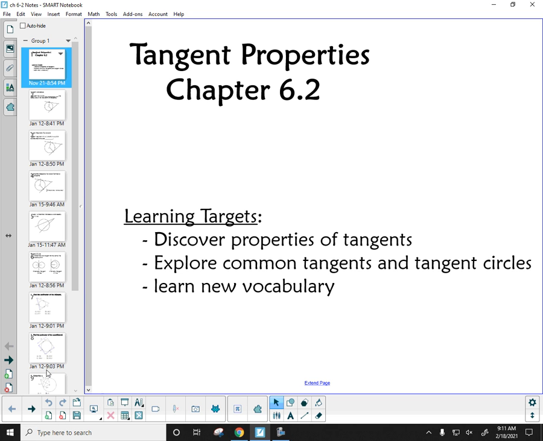Okay, so today we're going to talk about tangents. We're going to talk about tangent properties that happen with circles. And this is pretty big. There are some key properties that are important for you to know.